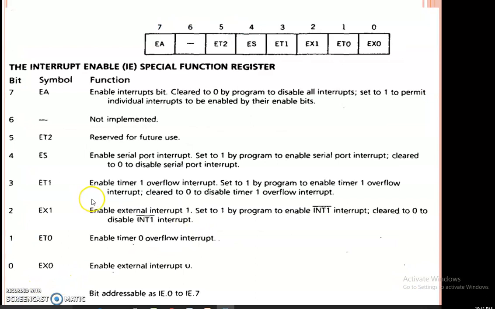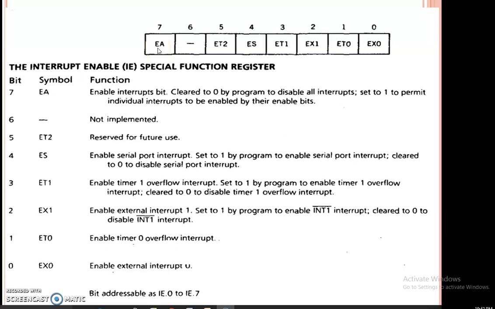Now we will see the special function registers for interrupts. We have 2 registers, IE and IP. The IE register is the interrupt enable special function register. Using this IE register we can enable or disable the interrupts. Just look at these 8 bits of the IE register, 0 to 7. First we will see the 7th position, EA, which means enable all.